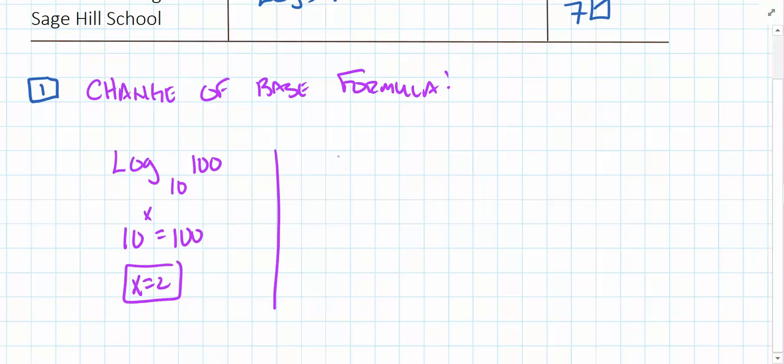But what would happen then if I change that base all of a sudden? And what happens if I want like log base 7 of 100? Well, what does that mean? Well, how do we do that, okay? Well, our calculator, let me show you.